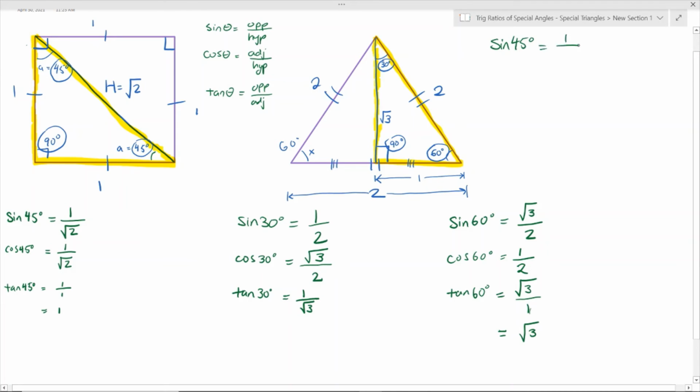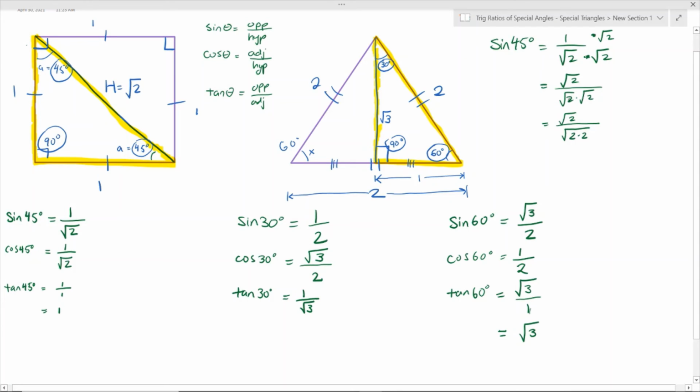Rewrite 1 over square root 2 differently, and how we do that is we can multiply the numerator and denominator, both by square root of 2. So what does this do? Well, we can recognize that 1 times square root of 2 is going to be square root of 2. And our denominator, we have square root of 2 times square root of 2, which is going to become the square root of 2 times 2.